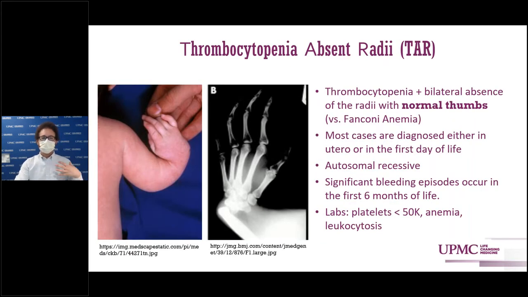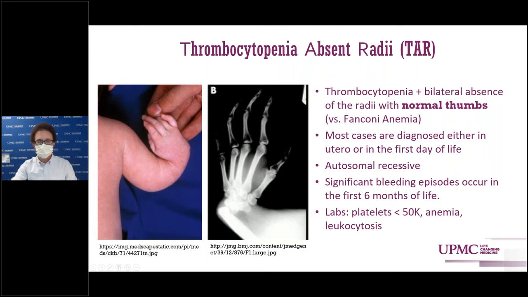Second is thrombocytopenia absent radii. So thrombocytopenia, low platelet count, absent radii. Radii are one of the 2 bones in the forearm. So these patients are pretty obviously seen on physical exam right from birth or even in utero, where they're missing this bone on both sides, and they have severe thrombocytopenia. They typically, and to keep note of before talking about Fanconi anemia later, tend to have normal thumbs with this, but just have the missing radii from both sides.